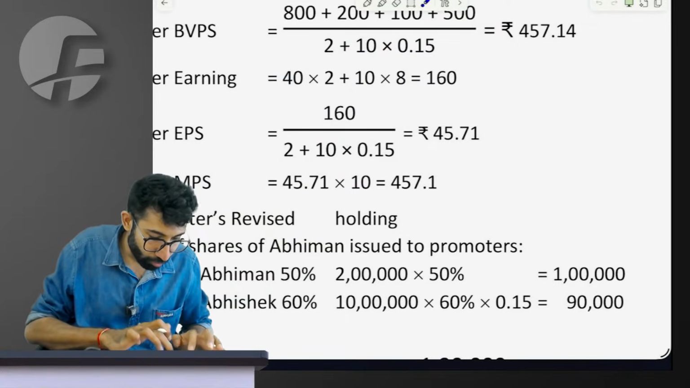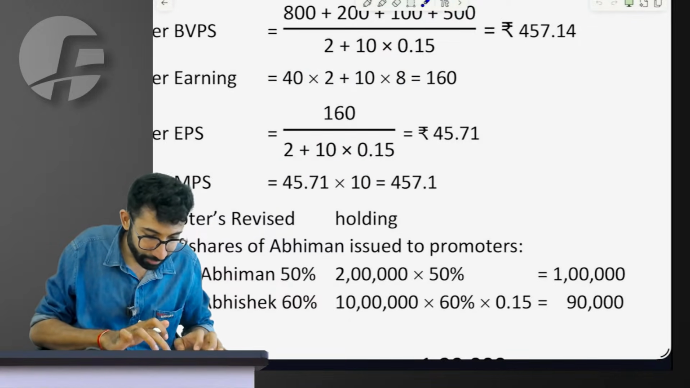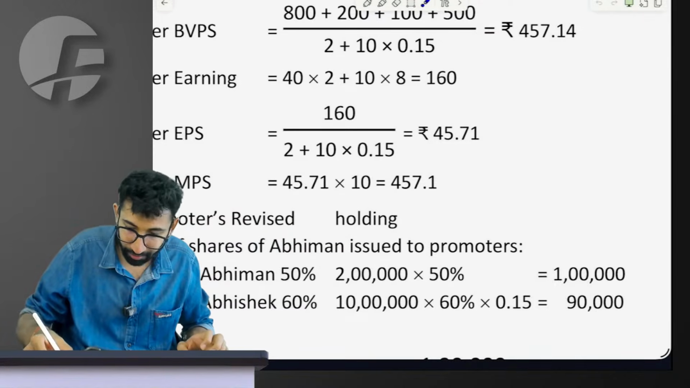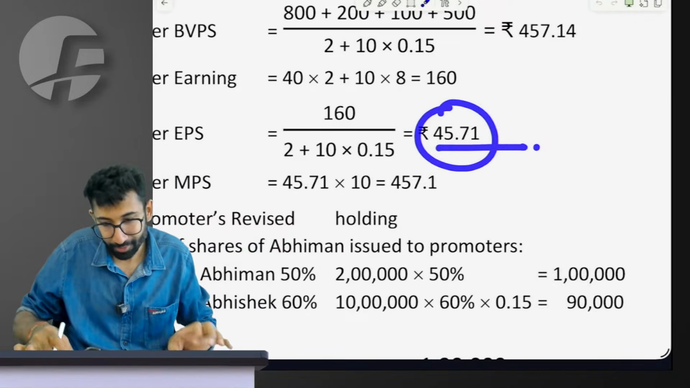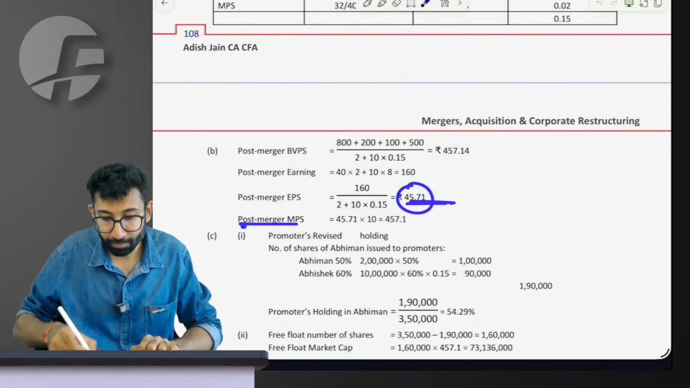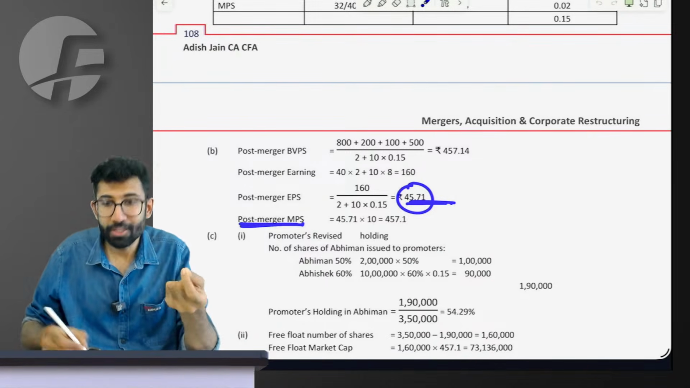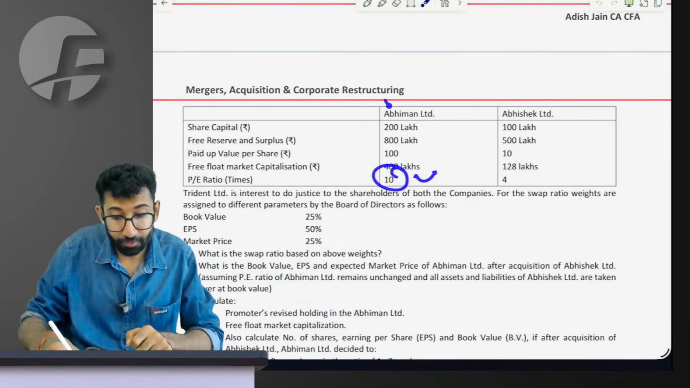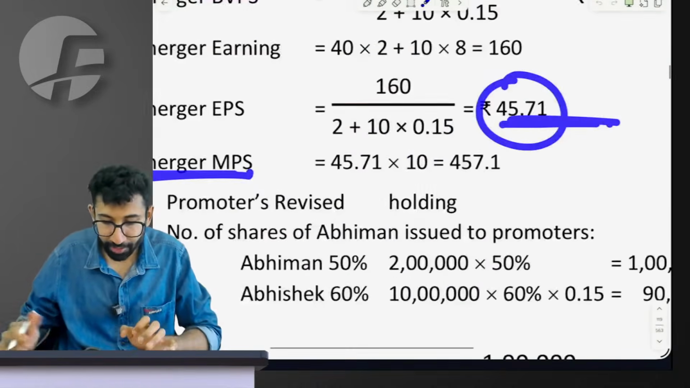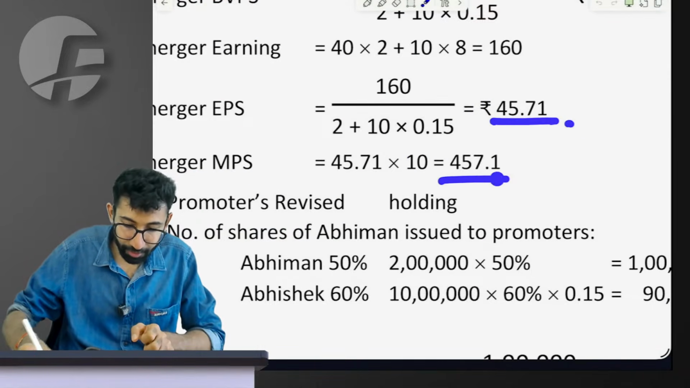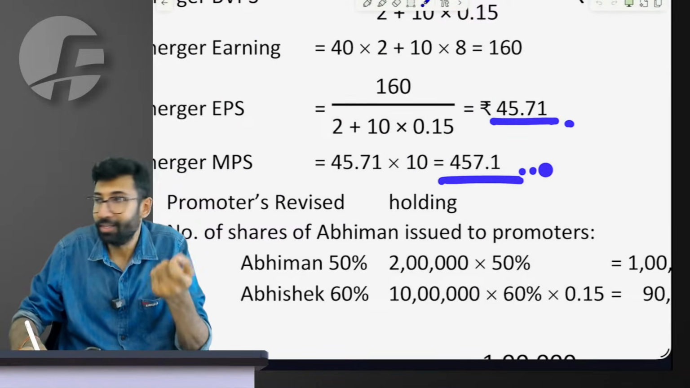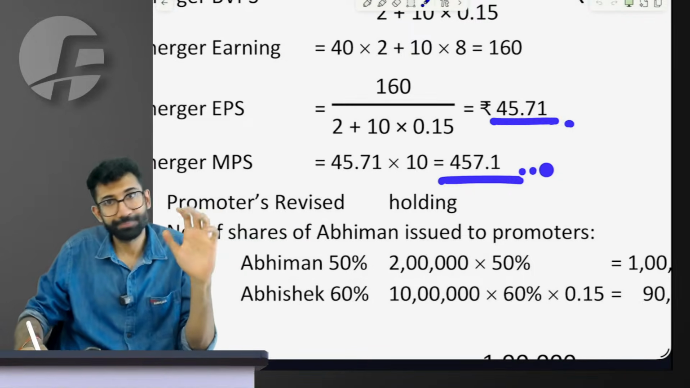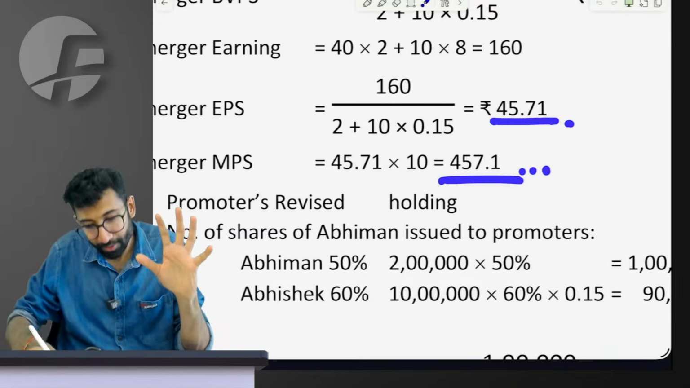So 10 into 10 multiplied by 0.15 plus 2 divided by 160 gives me 45.71 as the post-merger EPS. The post-merger MPS will be EPS into PE ratio. Assuming the PE ratio remains unchanged, the PE of the acquirer was 10, so it will continue to remain 10. So 45.71 into 10 gives me 457.1 as the post-merger MPS. Agree with me? Yes, sir.